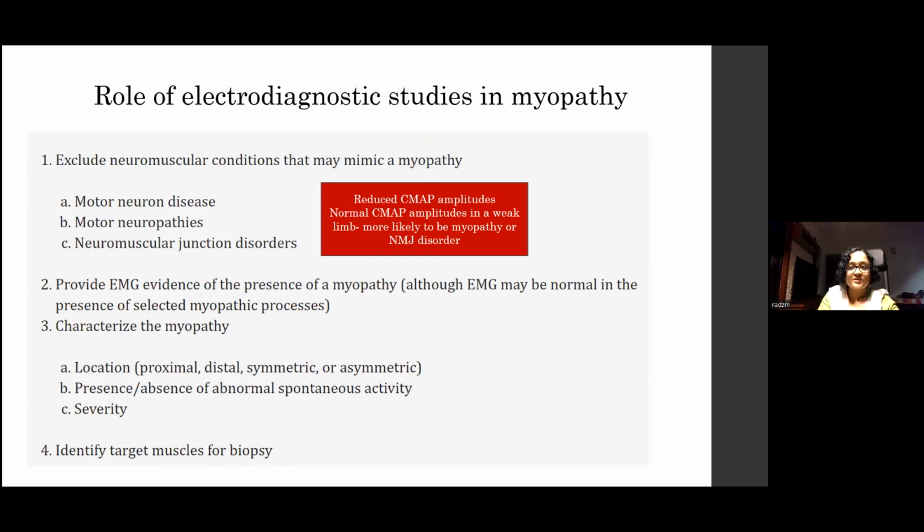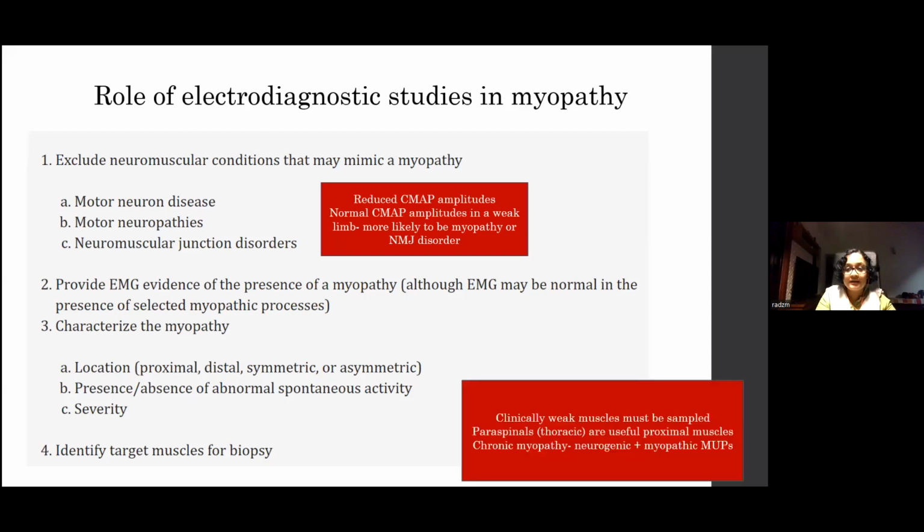So motor neuron disease, because reduced CMAP amplitudes will be seen in all these conditions. So it's important to know by putting the needle in whether it's a neurogenic cause for reduced motor amplitudes or a myopathic cause. Clinically weak muscles must be sampled, and thoracic paraspinal muscles are quite useful proximal muscles for myopathies as well. And remember, chronic myopathy can have neurogenic and myopathic potentials, but recruitment will always be early.